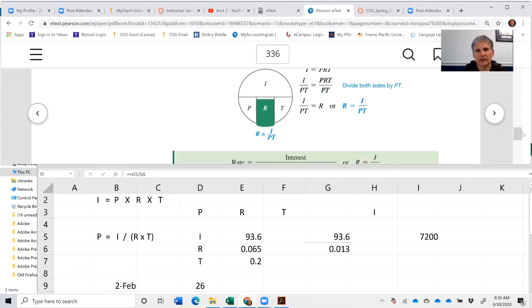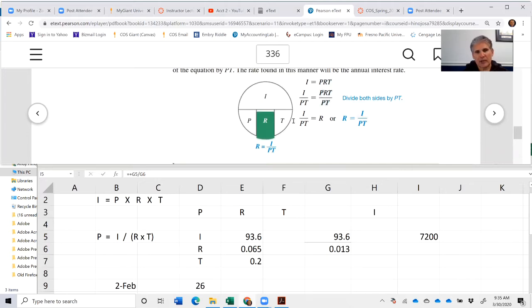In the last two problems we've worked on, we didn't know what the P is, so we solved for the unknown variable. But we can use this little graphic in order to solve for other areas, including the R and the T. Let's focus on the R at this point in time.